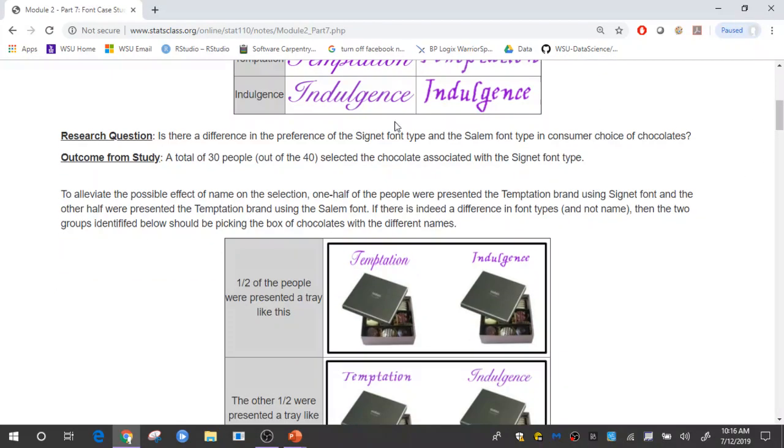The research question here: is there a difference in the preference of the Signet font and the Salem font in the consumer choice of chocolates? The study outcome: a total of 30 people out of the 40 picked the Signet font.